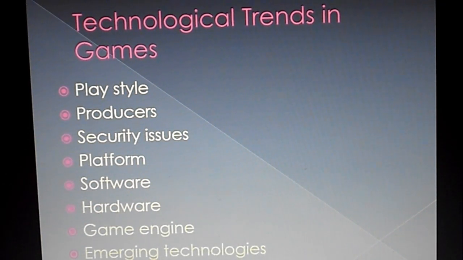Technological trends. Playstyle. Playstyle refers to how you control your player. Examples of playstyles are third-person camera perspectives, top-down, which is common in 2D games, or first-person shooters. Producers. Producers refers to the game developers and publishers. These are the teams or individuals who build a video game from scratch until the game is ultimately published.